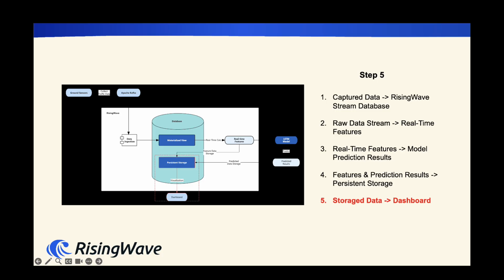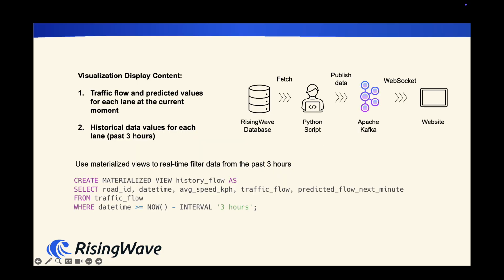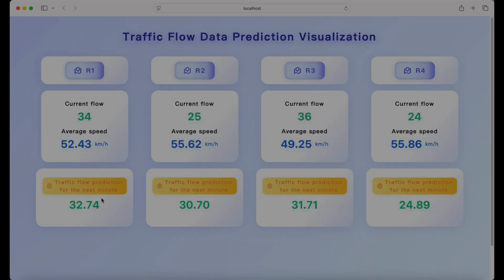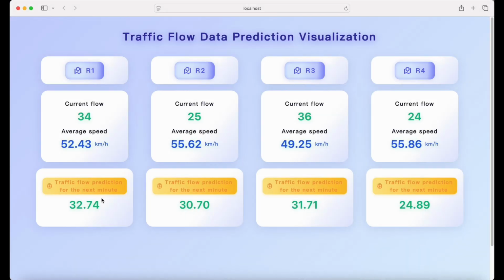Now we've made it to the final step, visualizing our results. Data is most powerful when you can see it clearly, so we've built a real-time dashboard. This dashboard is designed for someone like a traffic operator who needs to monitor road conditions at a glance. To make this happen, a backend script reads the latest data from RisingWave and pushes it to the web interface in real time. And to enable the front-end page to receive data from Kafka, we need to use a WebSocket connection. Here is the demonstration of our demo.